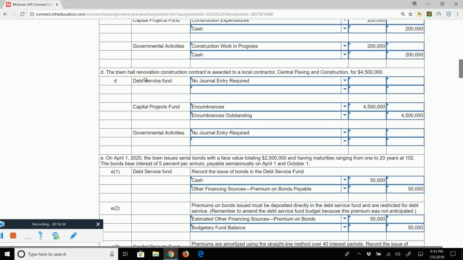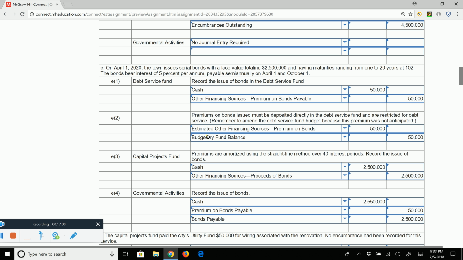D, the town hall construction contract is awarded to a contractor. All we did was sign a contract, and that would be recorded as an encumbrance in the capital projects fund. Debit encumbrances, credit encumbrances outstanding. That encumbrance accounting is only for the governmental fund, and that is why we don't see anything in the government-wide statements. All right, E, on April 1, 2020, the bonds were issued.